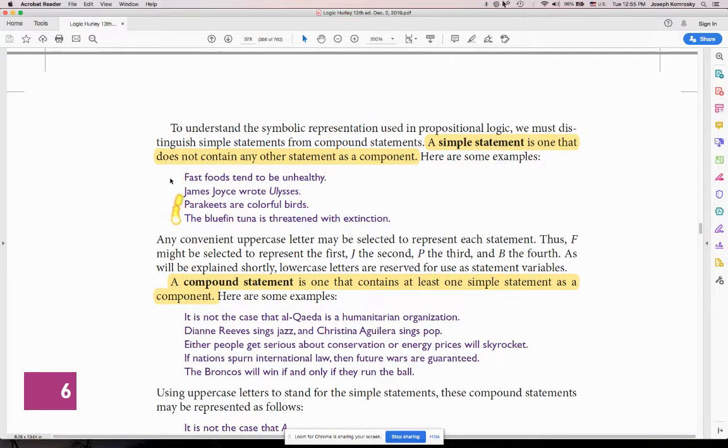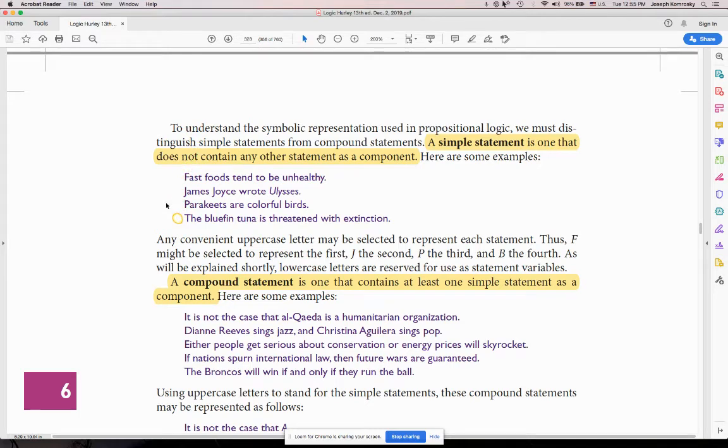So up here, Hurley gives us an example of simple statements. Number 1, fast food tends to be unhealthy. How can we represent this whole thing with one letter? Choose any letter you want. This whole thing is represented by what? F. This whole thing means F, right? What about this one? James Joyce wrote Ulysses. How can we symbolize this in one letter? Pick one. I'll pick J. Any of you pick U? It's fine too. How about this one? Parakeets are colorful birds. Represent that whole thing with one letter. P, right? And then this one. Represent it with one letter. Maybe B or T, whatever you want.